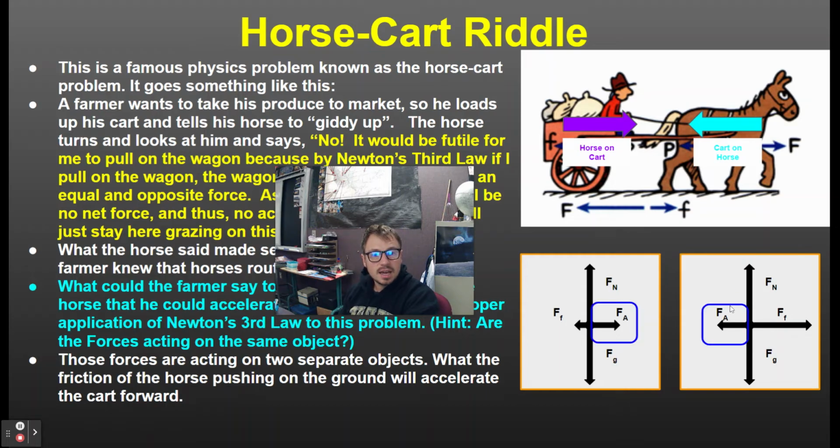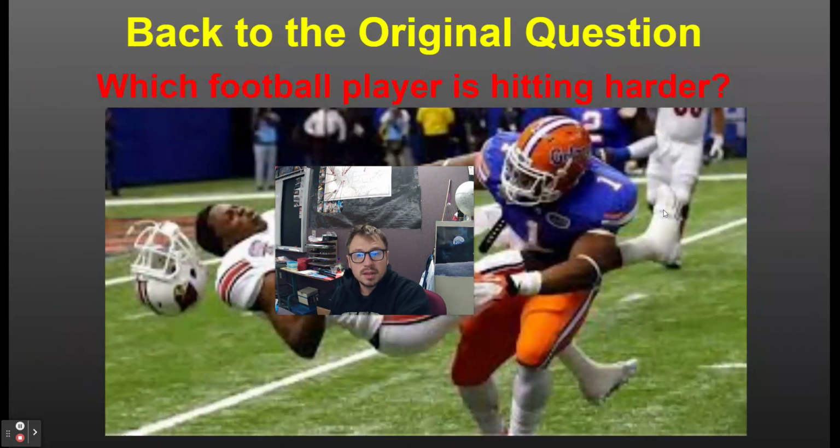Now, if we look at the applied forces, these are my force pairs. Notice that one of them is acting on the horse, one of them is acting on the cart. They are opposite and equal, but what happens is that the frictional force that the horse is pushing with is going to accelerate that cart forward. So there will be a net force and it will accelerate, right? So it has to do with that friction. It's not really the applied force.